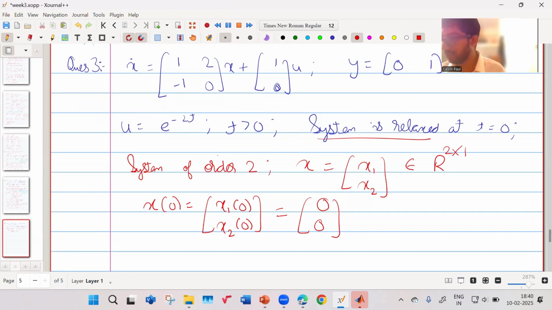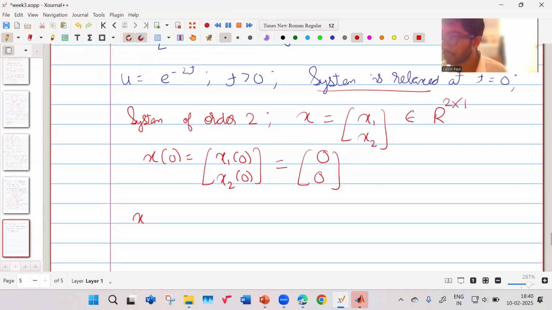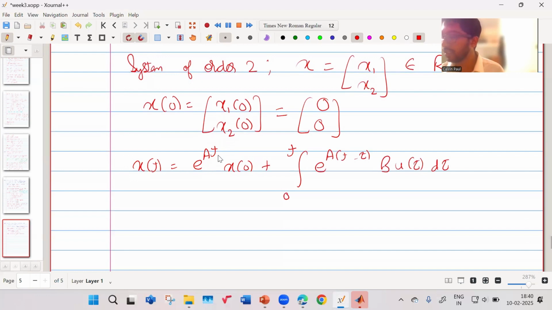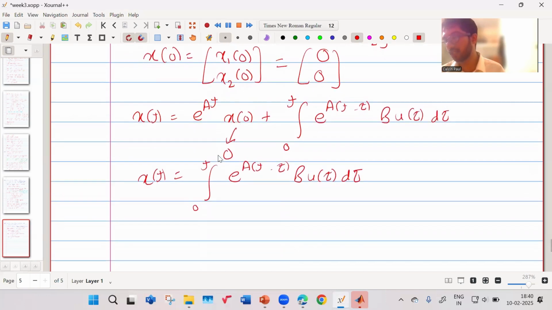So my initial condition is 0. Now we know my response x of t is e to the power At times x of 0 plus the integration from 0 to t of e to the power A into t minus tau, into B, into u of tau, into d tau, right? Now since my x of 0 is 0, my x of t is just the integral from 0 to t of e to the power A t minus tau B u of tau d tau. So this is my x of t.